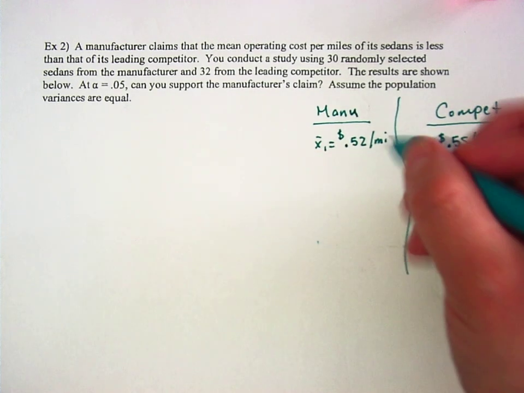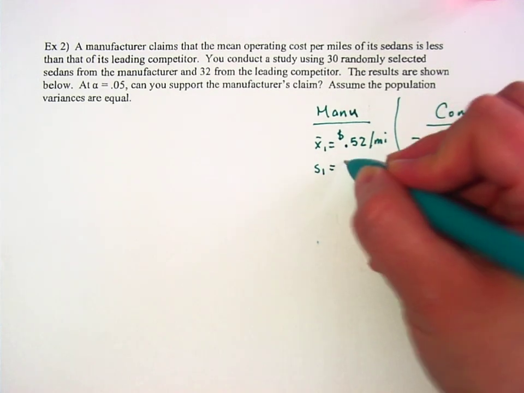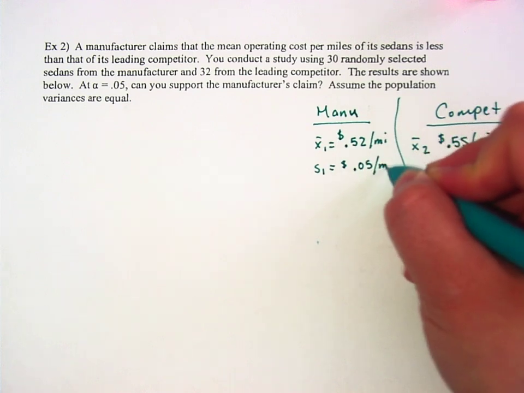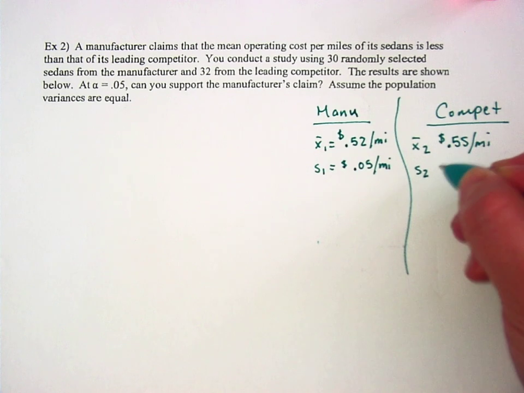All right, well, we did our job. One's less than the other. We can just quit now, right? Yep. The standard deviation of the first is 5 cents a mile. The standard deviation of the second is 7 cents a mile.